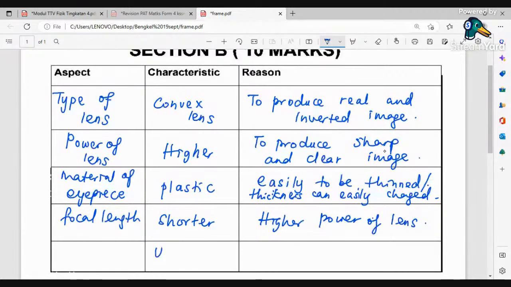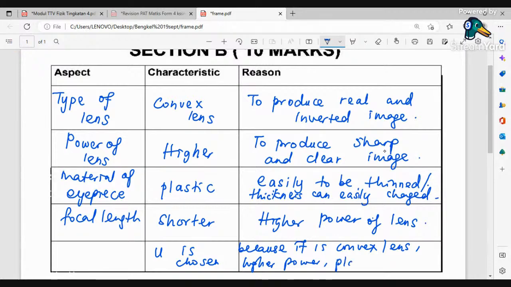Okay, then U is chosen because, tulis balik yang sebelah ni, because it is convex lens, higher power, plastic and focal length shorter. Jadi untuk dapatkan 10 marks tadi. Ini untuk section B.